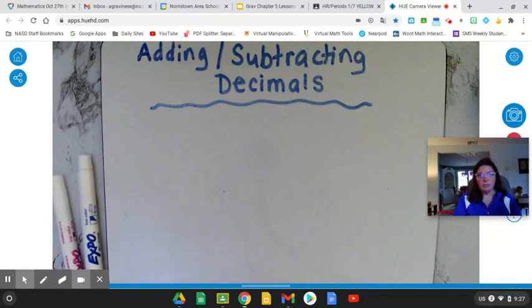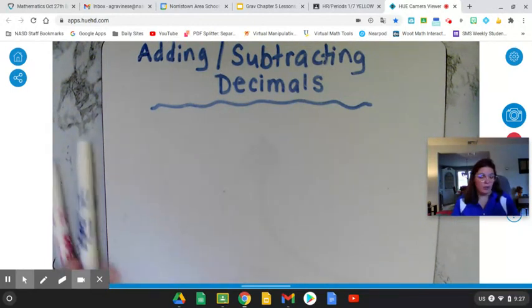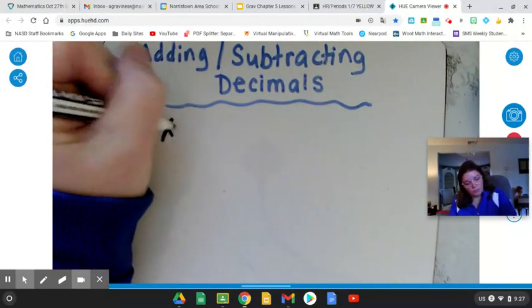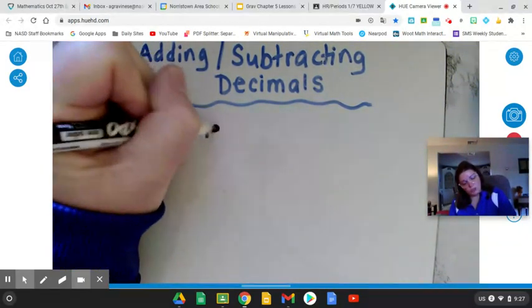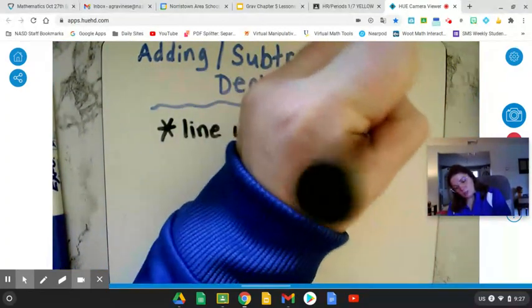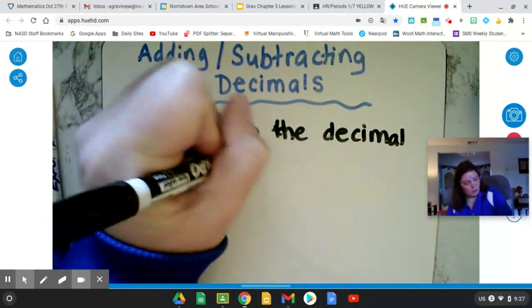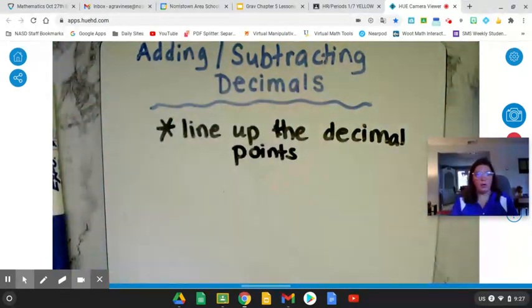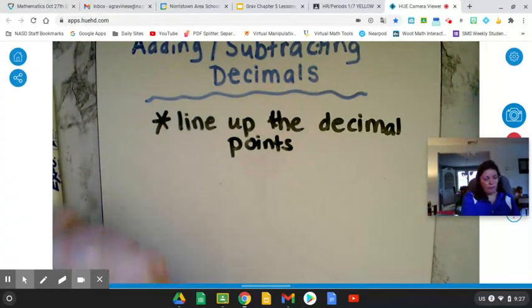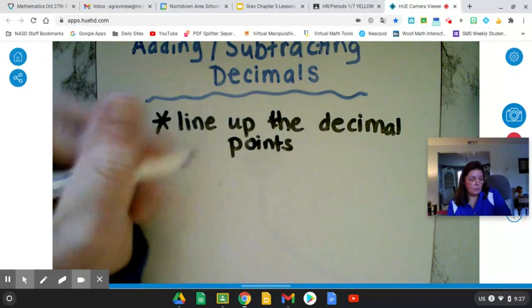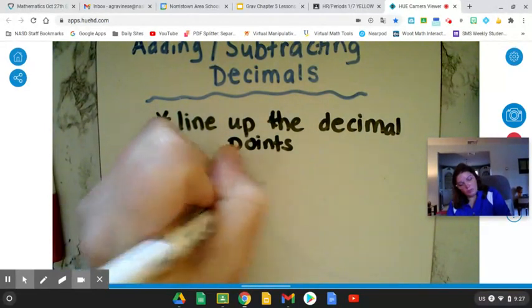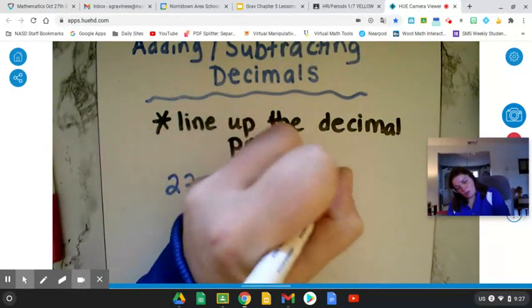When we add and subtract numbers that have decimal values, we need to follow one major rule, and that major rule is to line up the decimal points. If you follow that one rule, you should be successful with this skill. So let's look at a first example: 23 5/10 plus 6 24/100.